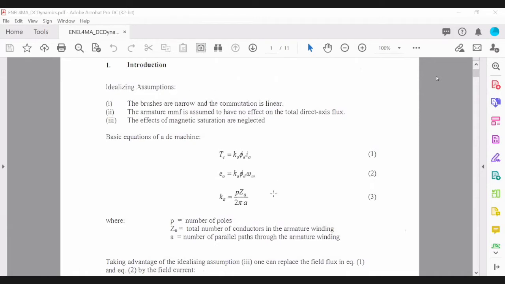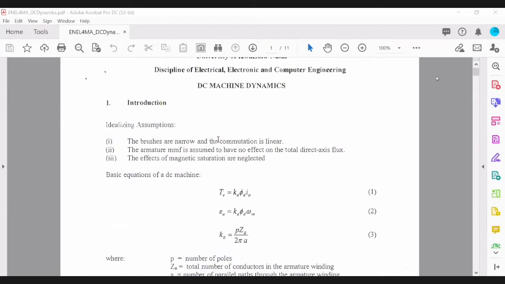So before we derive the equations, there are a few assumptions that are made in the derivation of the transfer function for the DC machine dynamics equation. So the first assumption is we are assuming that the brushes are narrow and there is a linear commutation, right? And the second one is the armature MMF is assumed to have no effect on the total direct axis of the system.